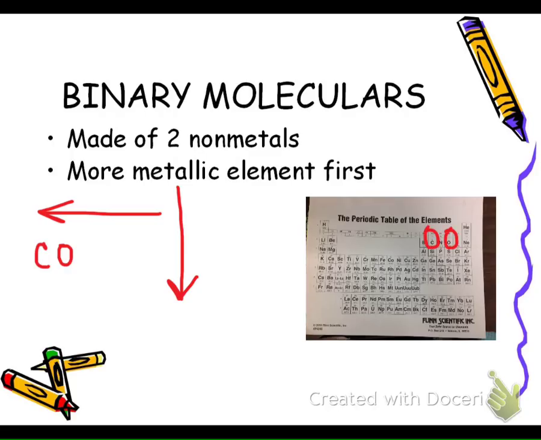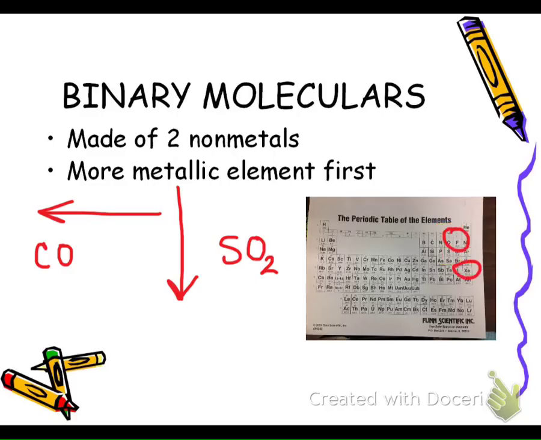For example, carbon monoxide, CO. Both are in the same period, carbon is further left, and that is why it appears first in the formula. If I have two elements such as sulfur and oxygen that are in the same group, we see sulfur is further down in the same group, therefore is more metallic and will go first, such as in the example of sulfur dioxide.